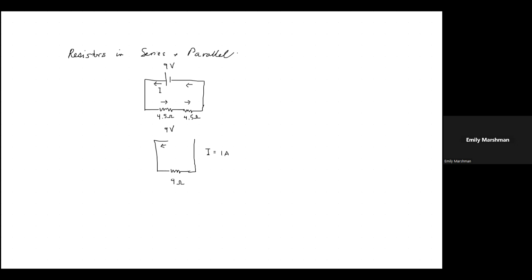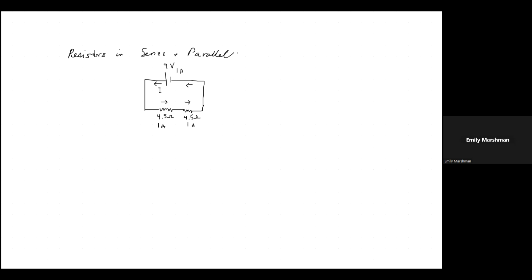So resistors in series are pretty easy to deal with, right? You just add them up and then you can find the equivalent resistance and find the current from there. If I wanted to know the voltage drop across each one, this one has 1 amp flowing through it. This one has 1 amp flowing through it. The battery has 1 amp flowing through it. These are all in series with each other. They all have the same current.